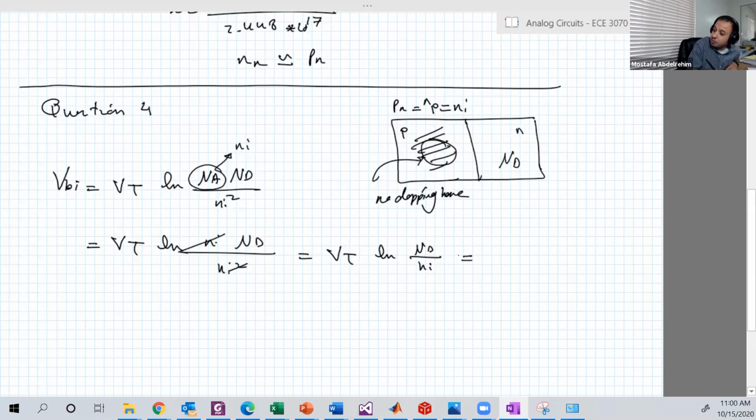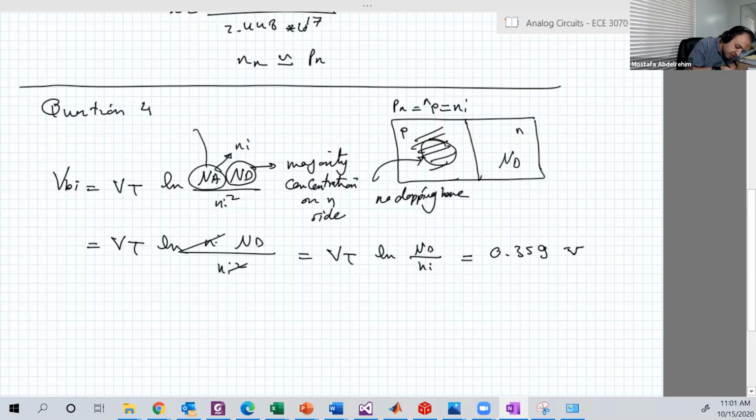If you calculate this, this will be 0.359 volt, because this is a voltage. Okay. So basically, that equation says the following: take the majority concentration on the N side, and this is the majority concentration on the P side.